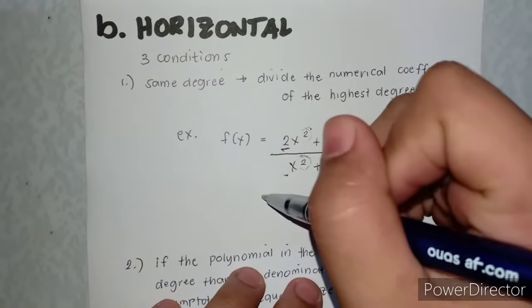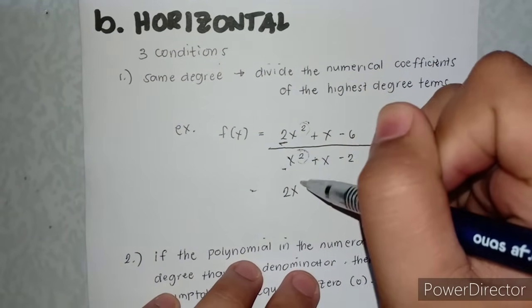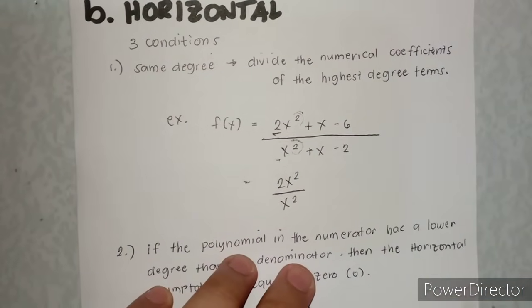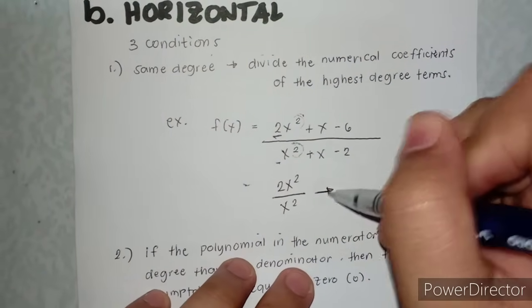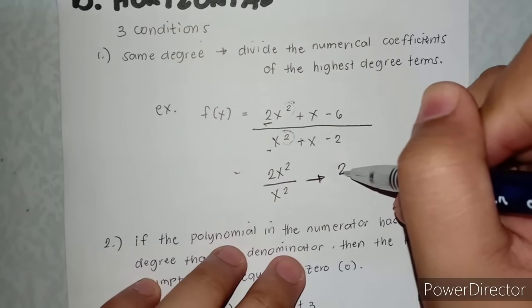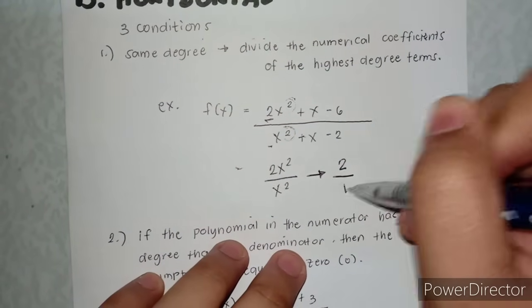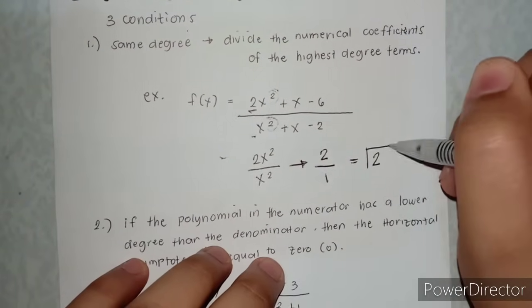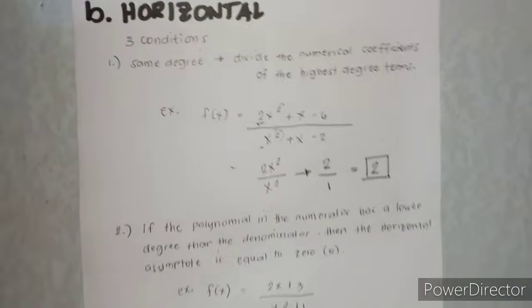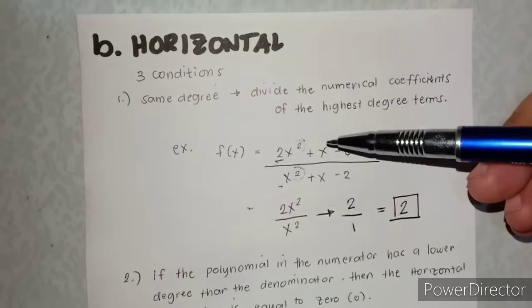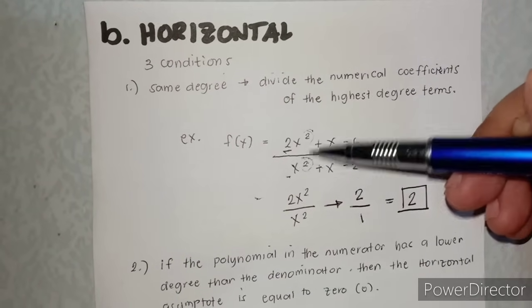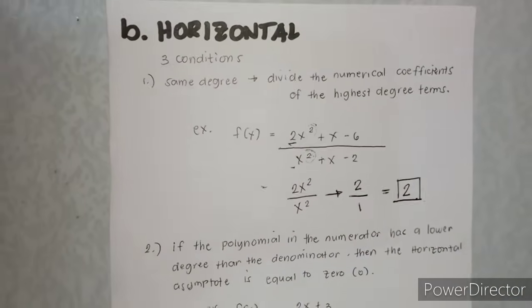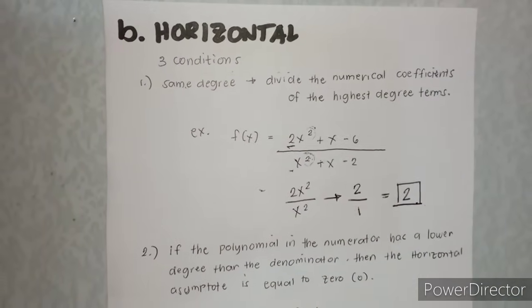So, the highest here are 2x squared and x squared. The rest, you no longer care about. Get their numerical coefficients. The numerical coefficient of the first is 2. The numerical coefficient of the second is 1. 2 divided by 1. The answer is 2. So the horizontal asymptote of this function: when they have the same exponent, you just divide, and the final answer is 2. That is our first condition.